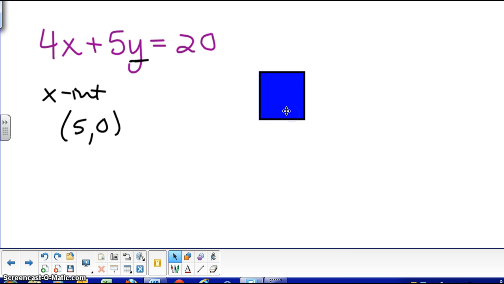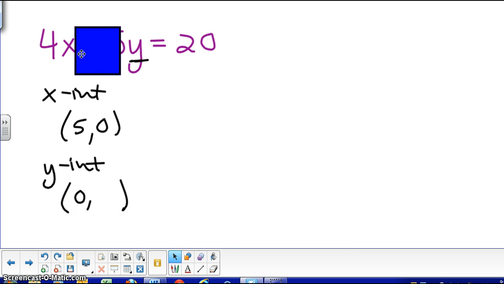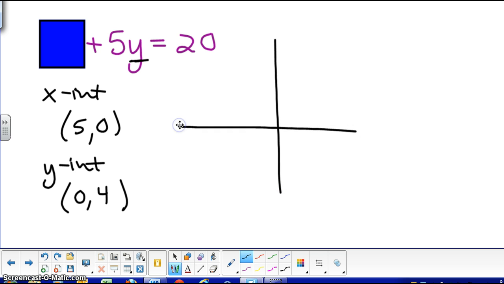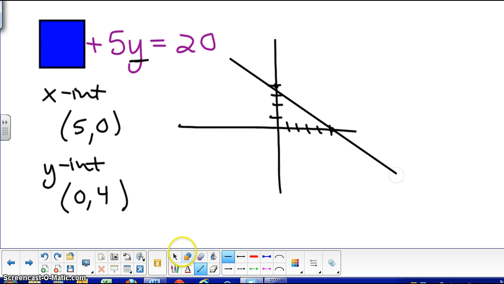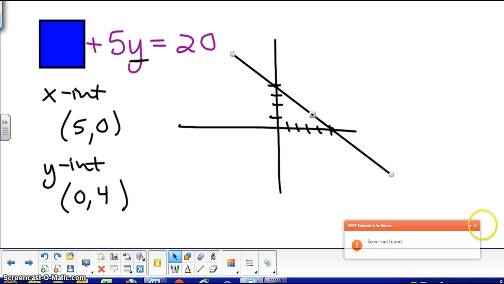Okay, so now let's do the cover-up method with the y-intercept. With the y-intercept, you have to plug a 0 in for x. So that means we would cover up this because that would be a total of 0, and then 5 times 4 would give you 20. So we have our two intercepts. So when you graph them, 1, 2, 3, 4, 5 over, and then 1, 2, 3, 4, and connect your line with those 2 points. All you need is the two intercepts, and I think we're good to go.